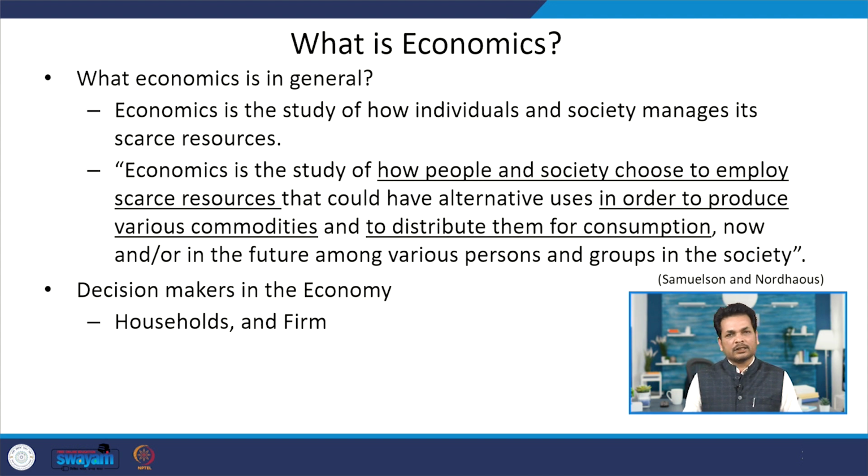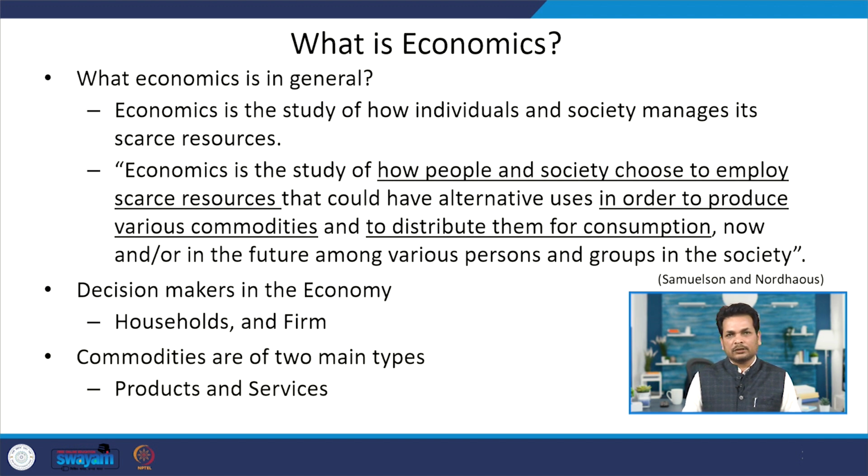So, the key decision makers in the economy are the household and the firm, and the commodities they consume are in the form of products and services. So, the interaction between these decision makers, which occurs in the market for goods and services, determines the equilibrium prices and quantities of goods and services exchanged. So, let us try to understand how these decision makers interact with each other in different markets and what are the outcomes of these interactions.